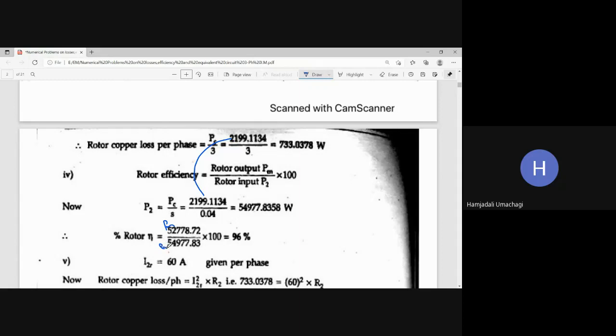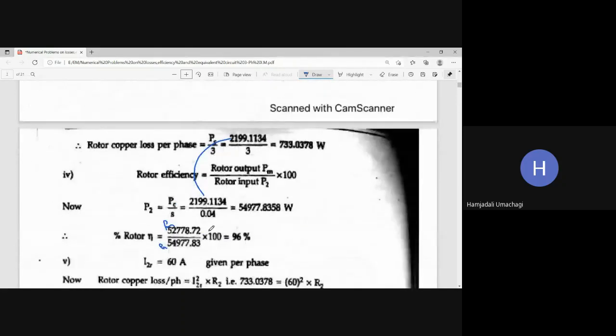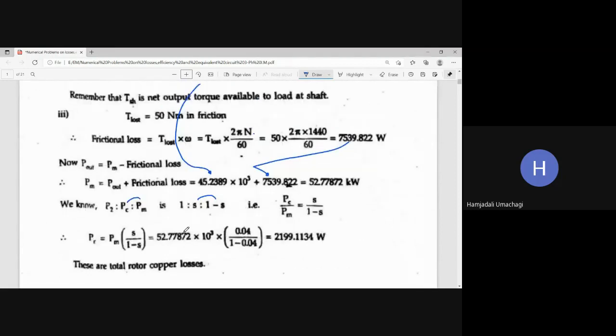The PM value we have already calculated. What is the value of PM here? The value of PM we already calculated as 52,778.8358. Let us check where that value is. Okay, here it is. So PM is 52.77872 kilowatts. This is the output, and the input is P2.